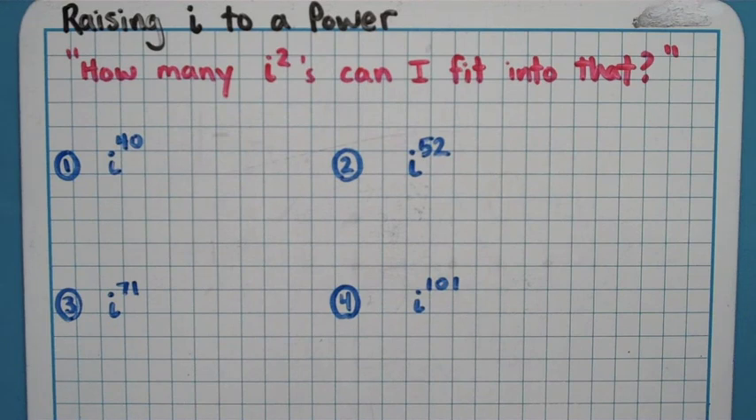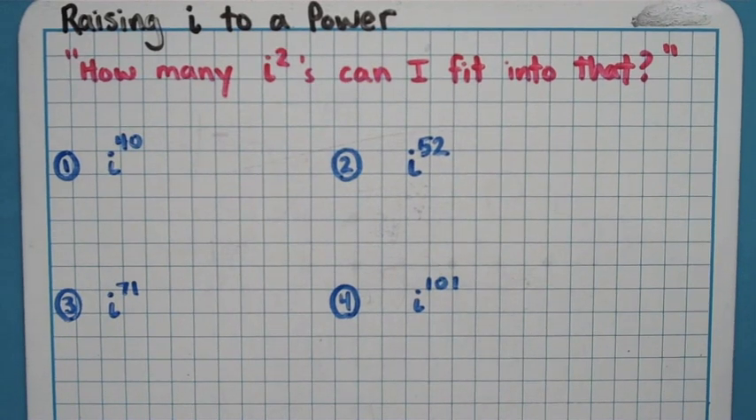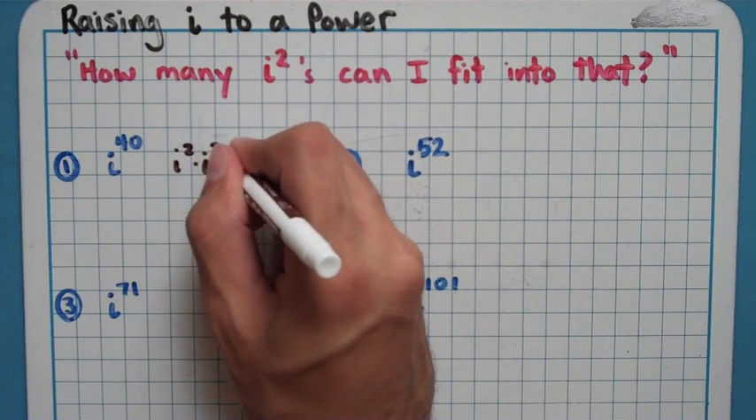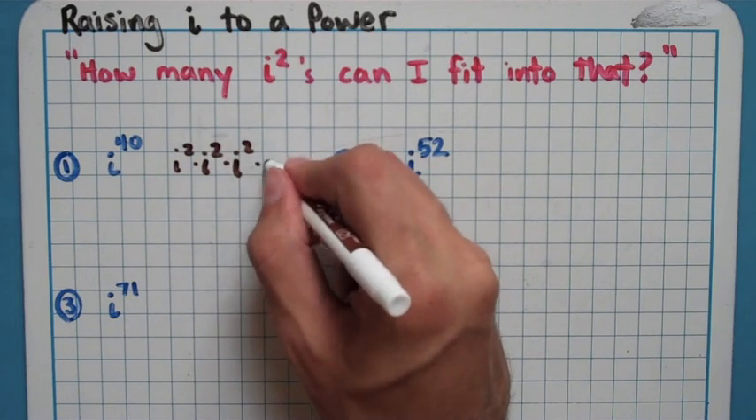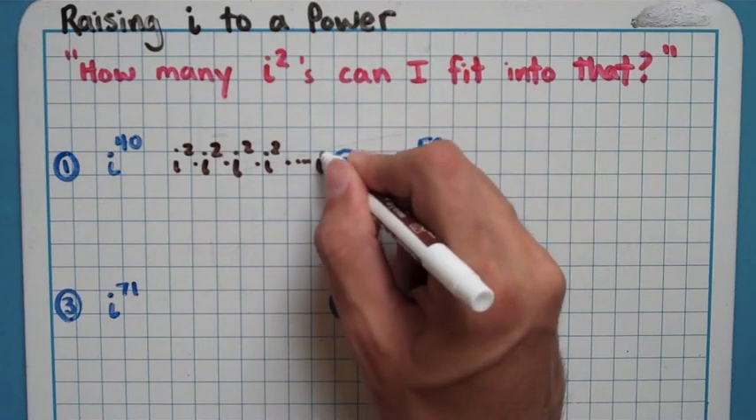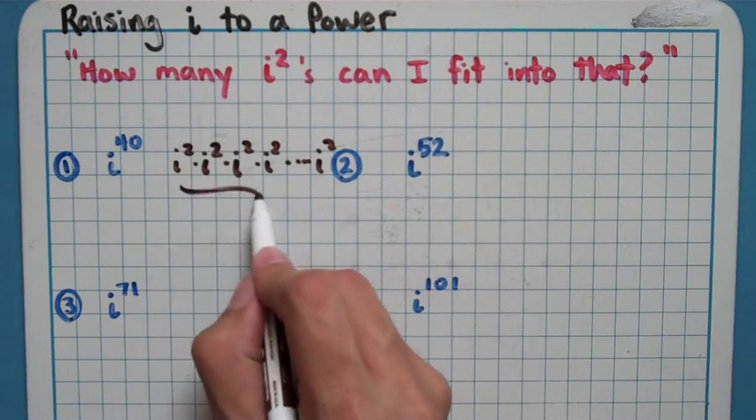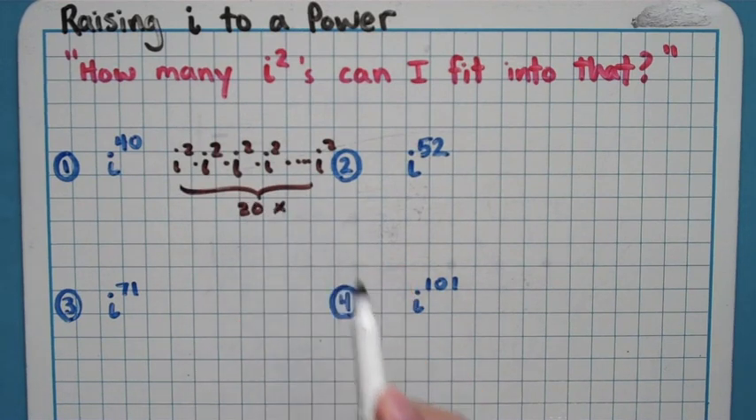We know what i squared is. i squared equals -1. That better be in your head. You better know that backwards and forwards by now. i squared equals -1. So I just want to know how many i squareds I can actually fit in this. If you have i to the 40th power, you can think about that as i squared times i squared times i squared times i squared, 20 times written out. Because if you have 2 here, 2 here, 2 here, and you do that 20 times, you're going to have 40 i's altogether.